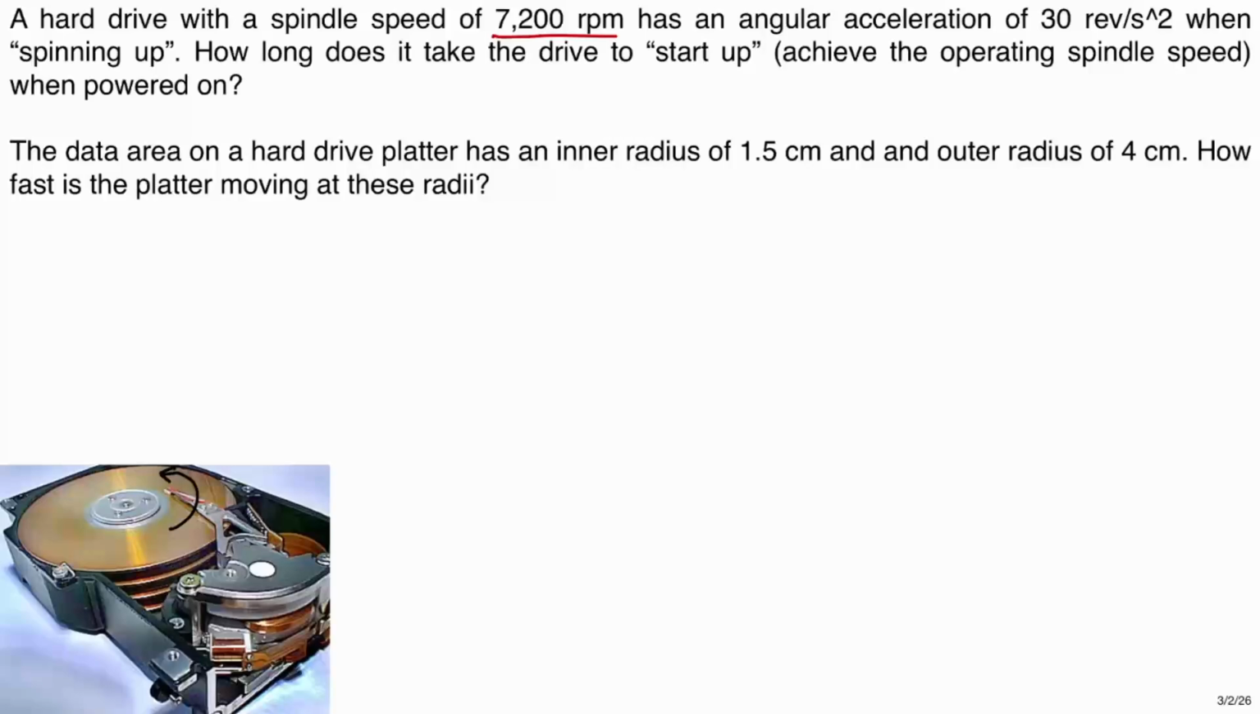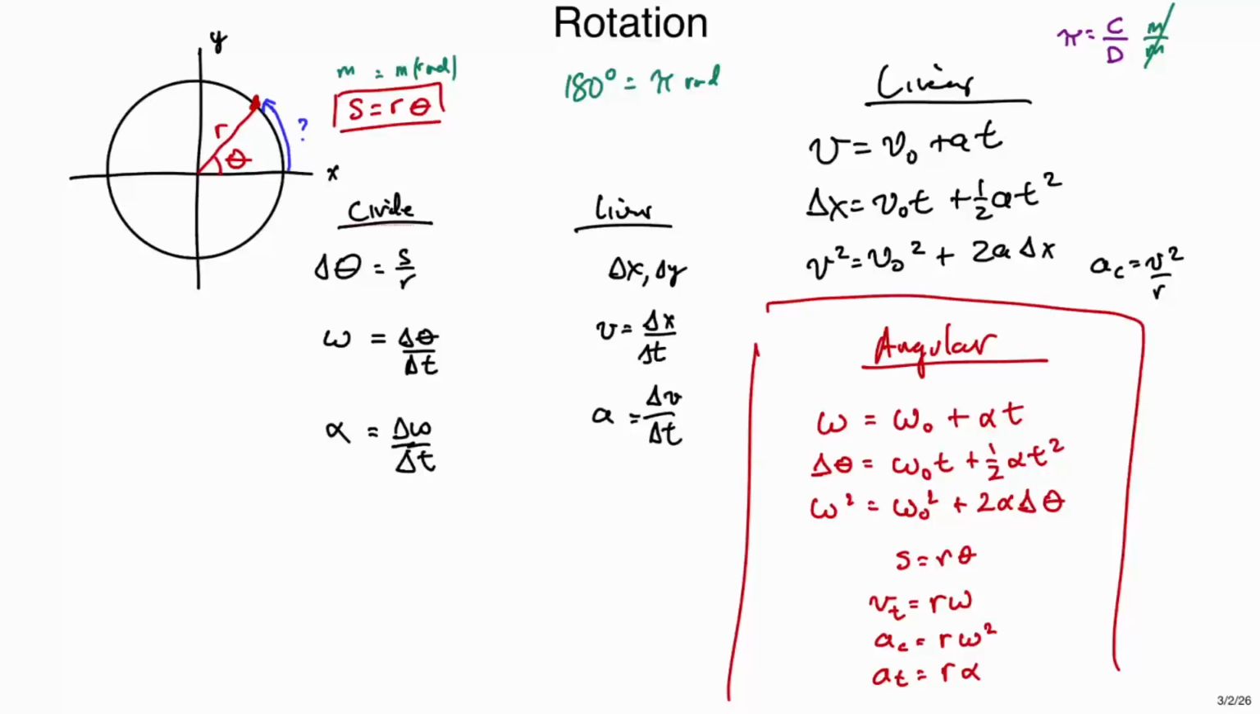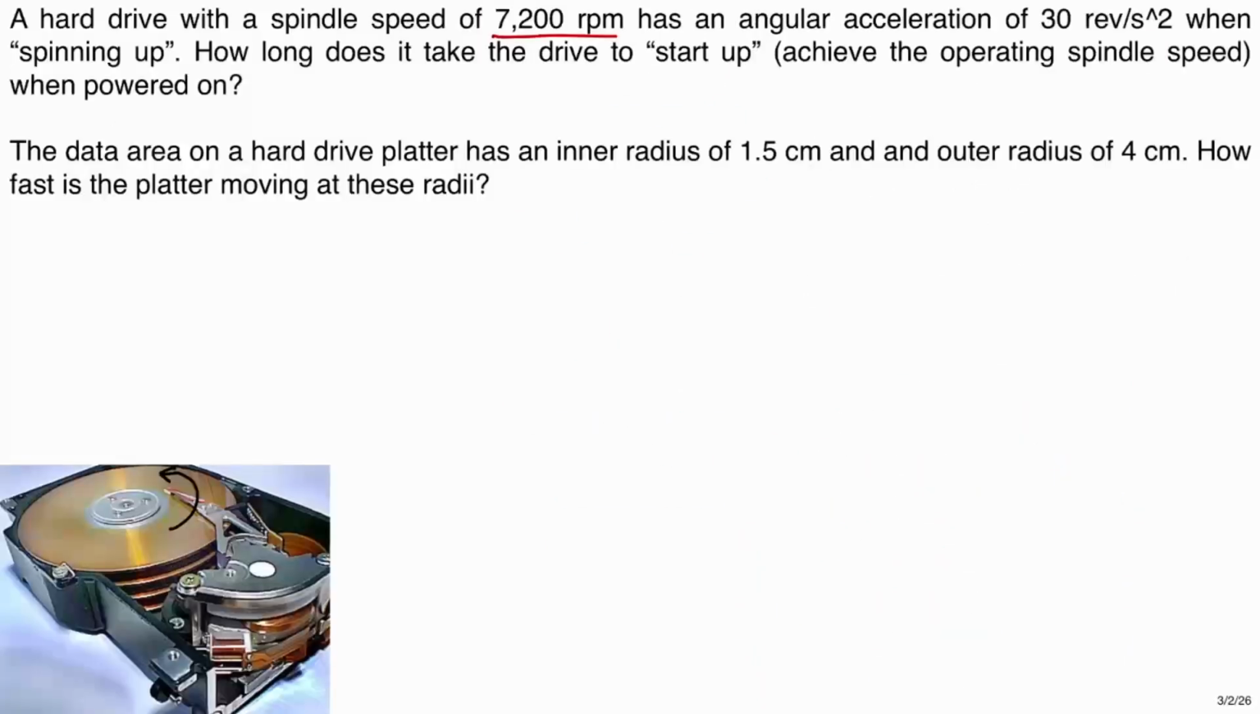7200 RPM. What's an RPM? It's a rotation per minute, right? Is that anything close to a standard unit in our rotation stuff? We sort of talked about the units here, right? This is a radian per second. What's the acceleration? Radian per second squared, right? Those would all be the standard units for angular things, right? So a revolution per minute is definitely not that. So we're going to have to fix that.